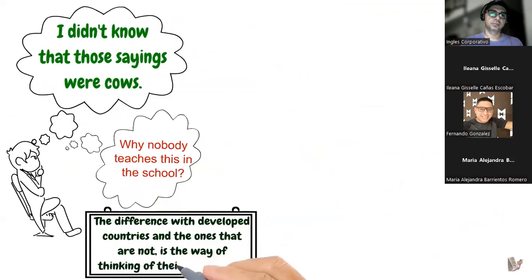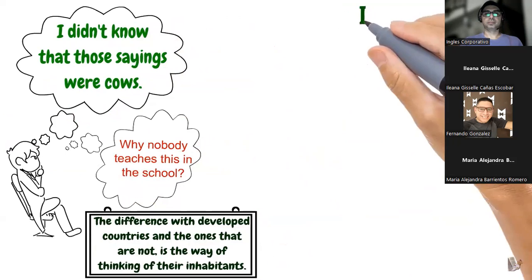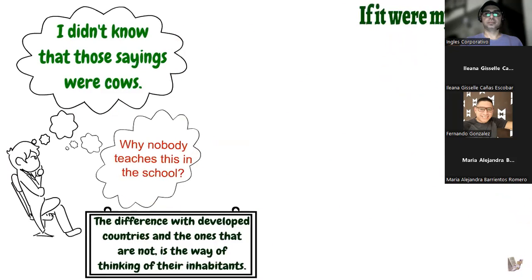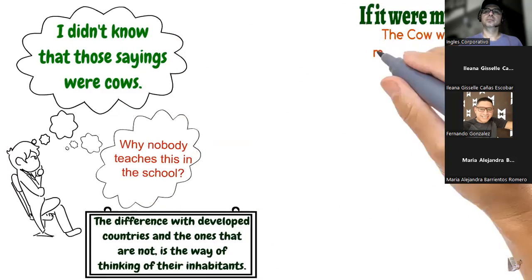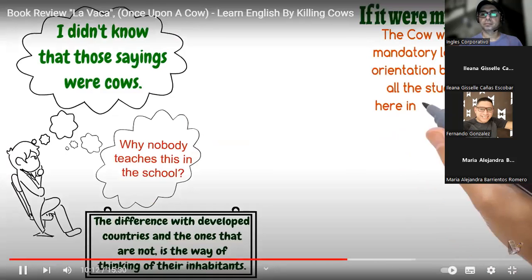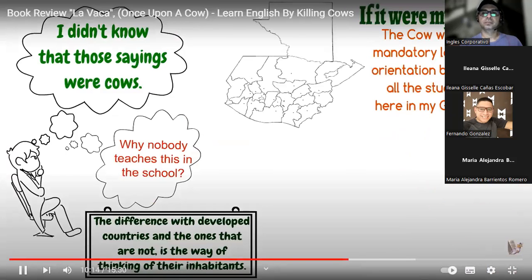This is the difference with countries where most of the people are successful, because they think in a different way. And even though I don't know how the education is in those countries, I could assure with no fear to err that in their schools the students read books like the cow. If it were my decision, the cow would be a mandatory lecture and orientation book during all the years of study here in my Guatemala.